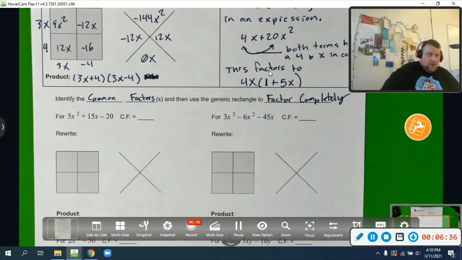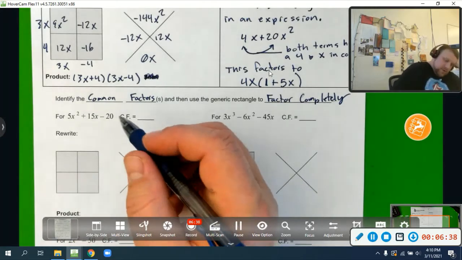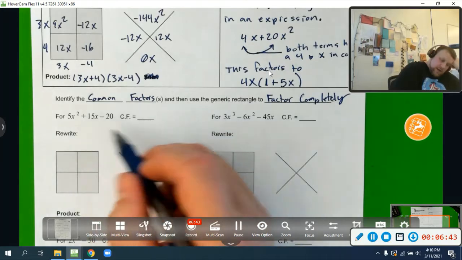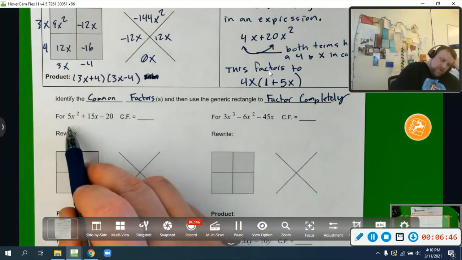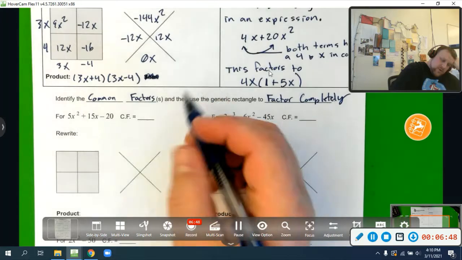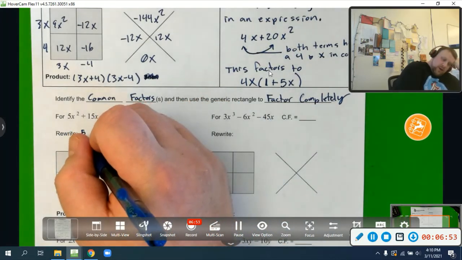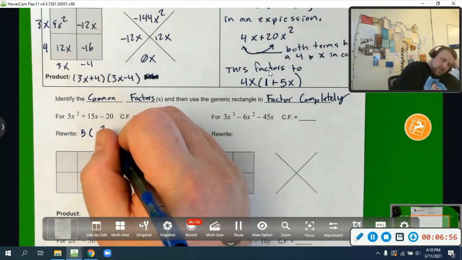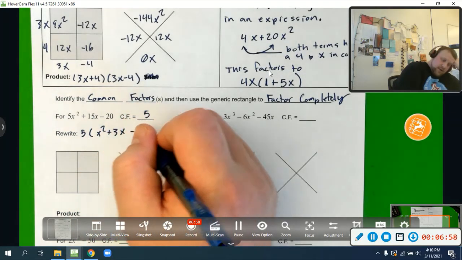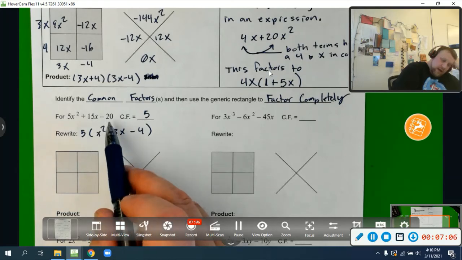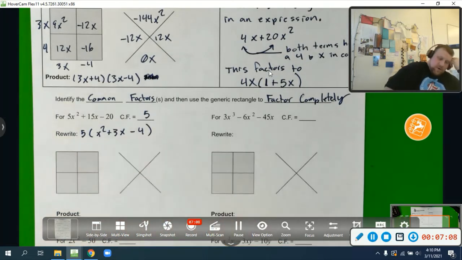Okay? So let's look at this first one. 5x squared plus 15x minus 20. What do we got here? What's the common factor that 5x squared plus 15x minus 20 all have in common? They all have a 5 in common. So this can be rewritten as 5 times x squared plus 3x minus 4. Because 5 divided by 5, when I take that 5 out, it's just a 1x squared. 15 divided by 5 is 3, and 20 divided by 5 is 4. Everybody see that?